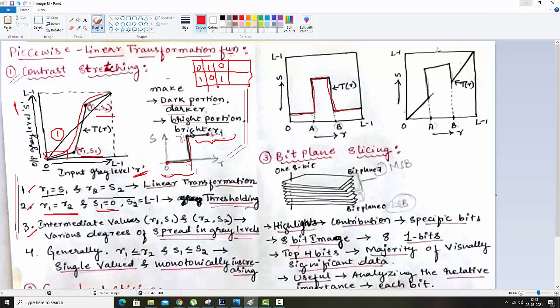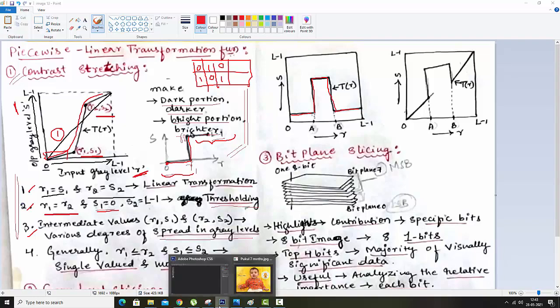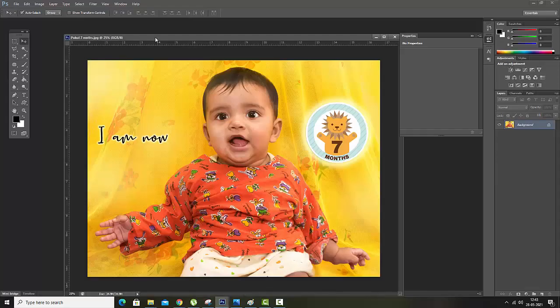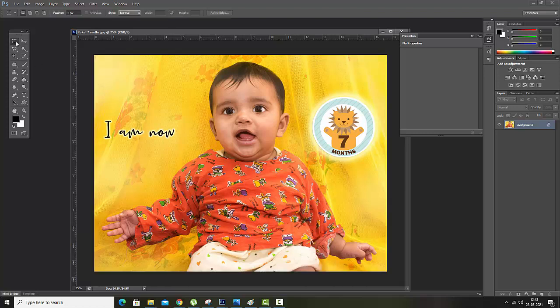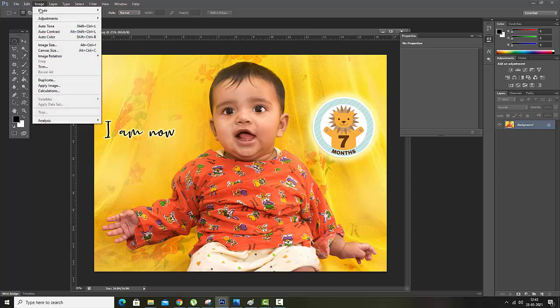This one will be increased not to a greater extent, and only a specific region they are increasing. Then how can we show that with the help of Photoshop? Last day I spoke about the Marquee tool. There are different types of tools. There is a Marquee tool. Okay, let me consider this one.